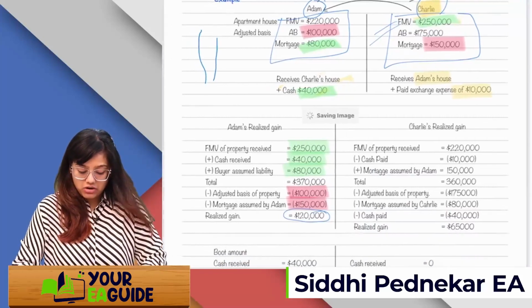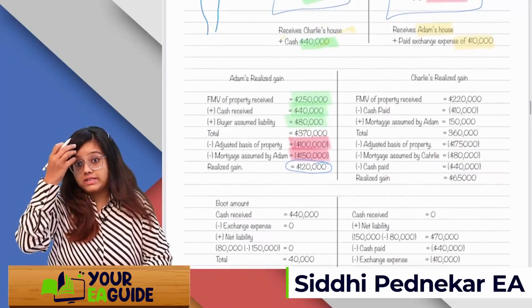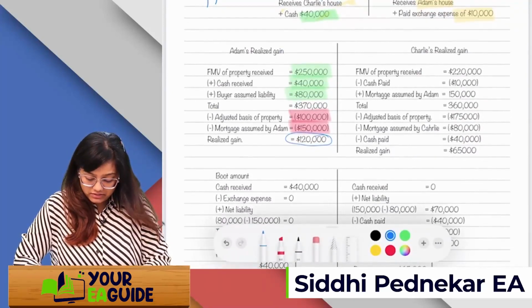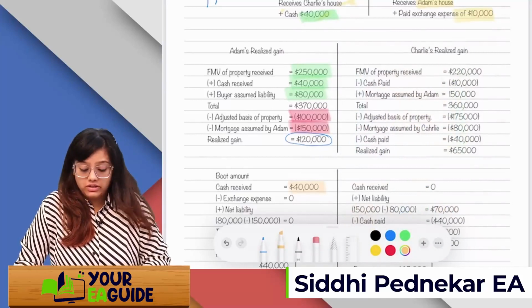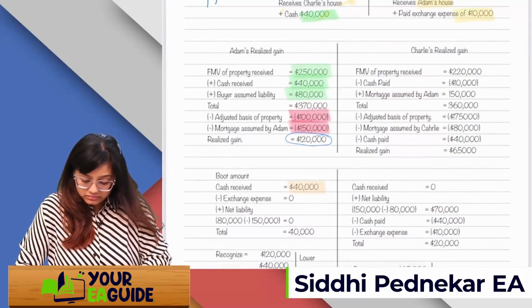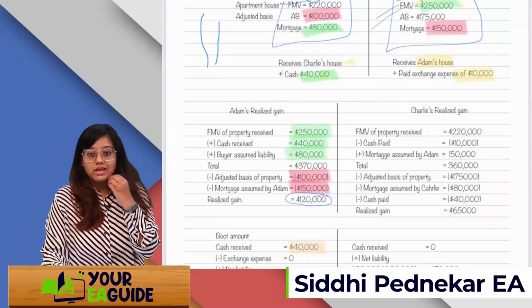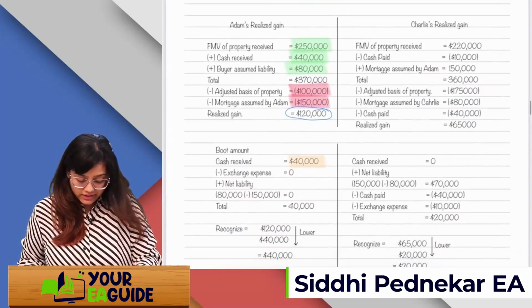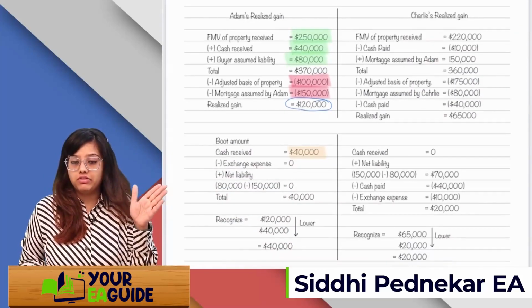Now you have to see how much of this realized gain you will recognize. For Adam, what is the boot received? Boot received is just 40,000. Also, we will see whether the liability he has assumed matters. The liability he has assumed is 1,50,000, but he has given up a liability of 80,000, so he has assumed a higher liability. So for him, there is no boot received in the case of liabilities. So total boot is 40,000. So how much will you recognize, 40,000 or 1,20,000, whichever is lower.